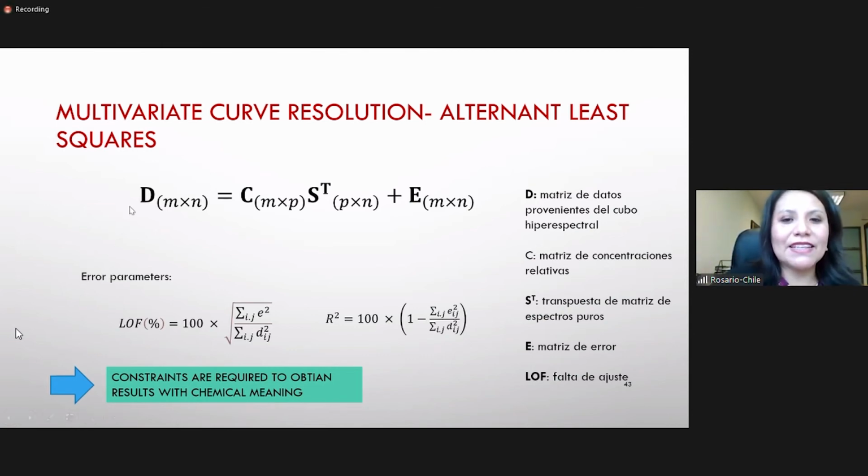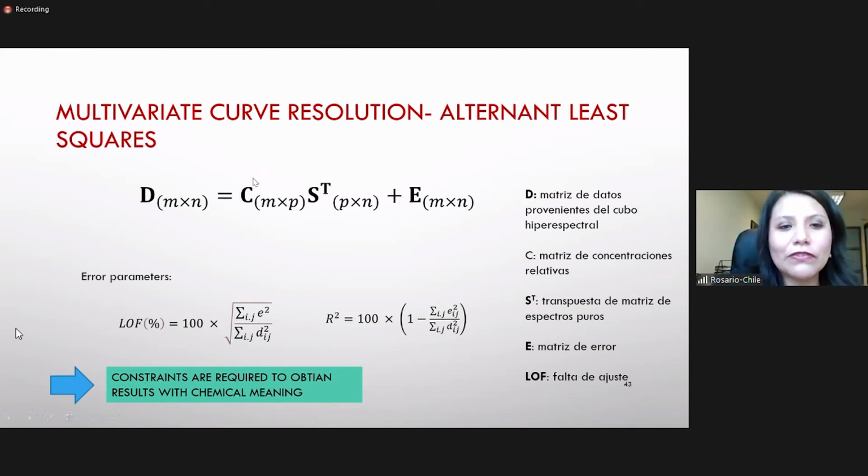So mathematically, at this point, it's similar to PCA, but this method applies constraints in order to obtain results with chemical meaning. For example, the results cannot be negative, because negative concentration is impossible. Negative spectra are also not common, it's not a real spectra in an opticochemical method. So these constraints will assure a good solution of this decomposition.